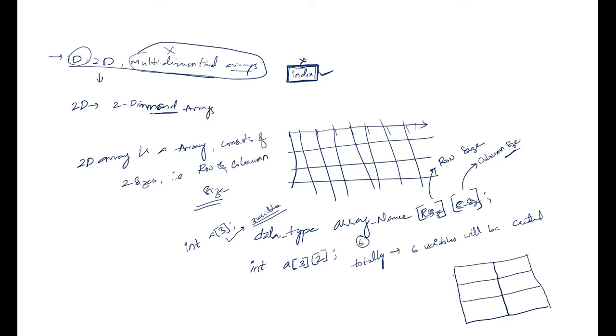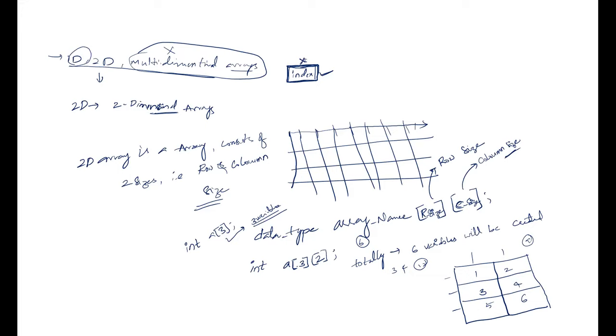Okay, 3 rows and 2 columns. How many elements am I going to write? First element, second element, third, fourth, fifth, sixth. Total how many elements am I going to create? 6 elements. If I write A of 3 by 3, 9 elements. A of 3 by 4, 12 elements. As you wish, based upon the size or width.